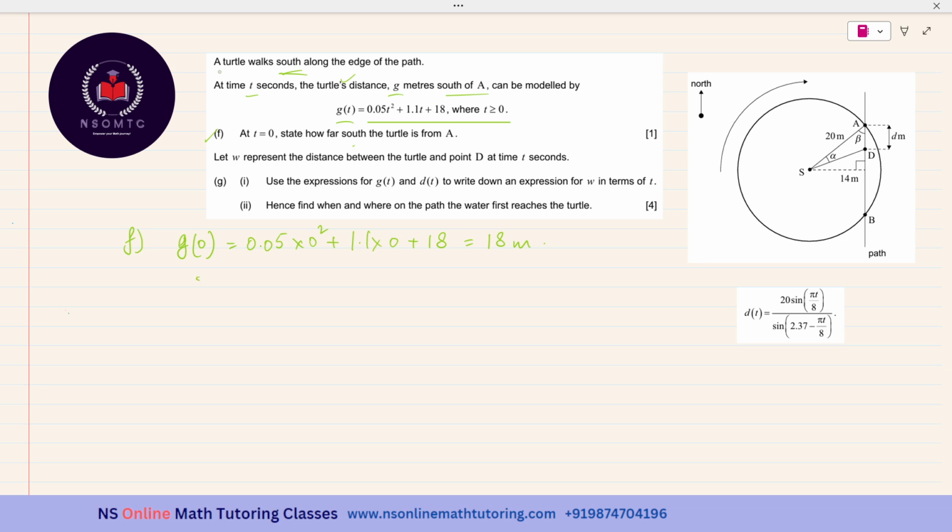So, therefore, at t equal to 0, the turtle is 18 meters south of E.